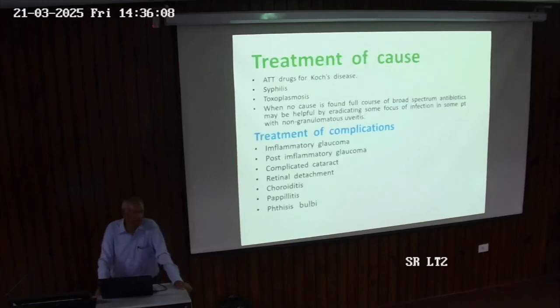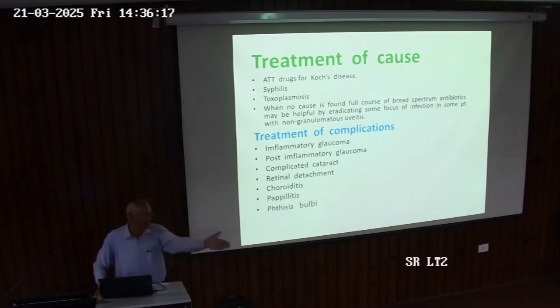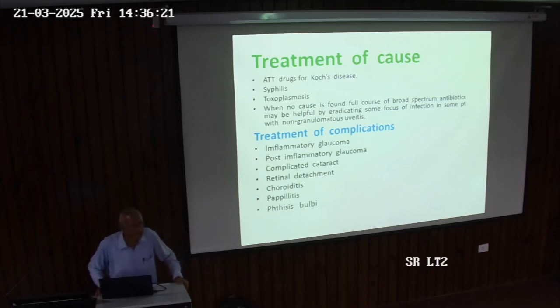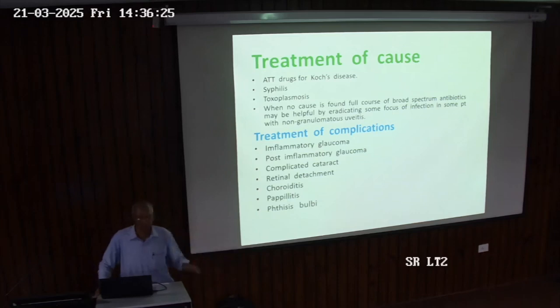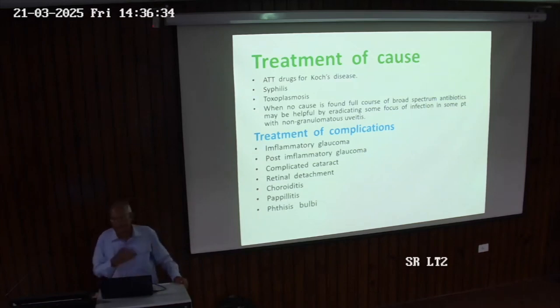Treatment of the causes. Suppose by investigations we have seen that this is a case of tuberculosis with uveitis. Immediately you start the anti-tubercular drugs also. That is why you will start a special treatment. Like syphilis also, toxoplasmosis, we start these if diagnosed. Otherwise, broad spectrum antibiotics and steroids we have to start in all the cases.